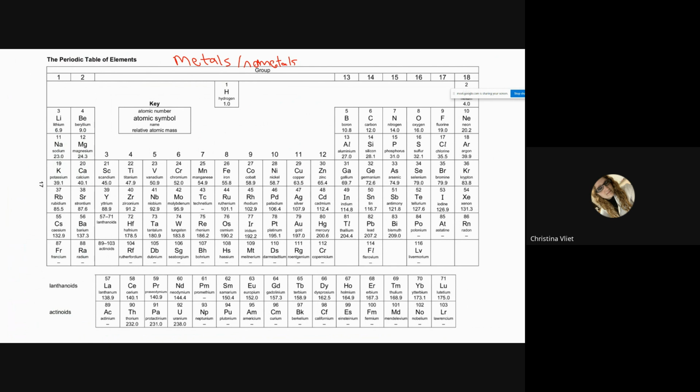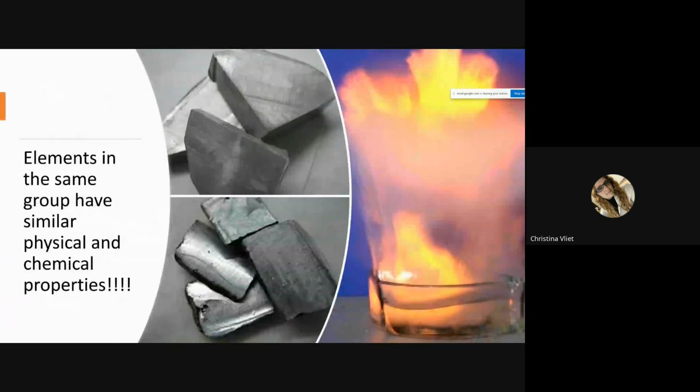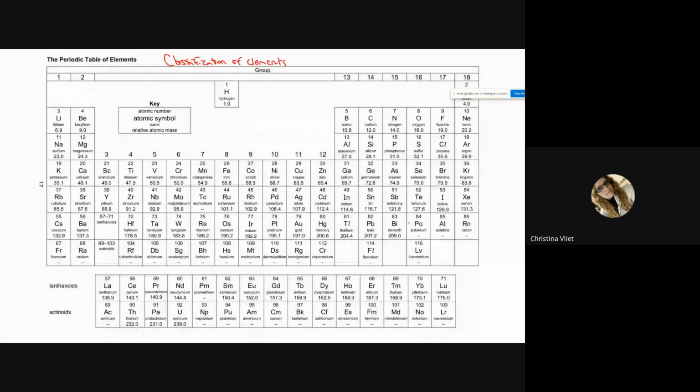The other title would have been classification. So the first periodic table you should have titled classification of elements. If you didn't title it, you should title it classification of elements for the first one. And the second one is metals / non-metals, which we're about to fill out now.